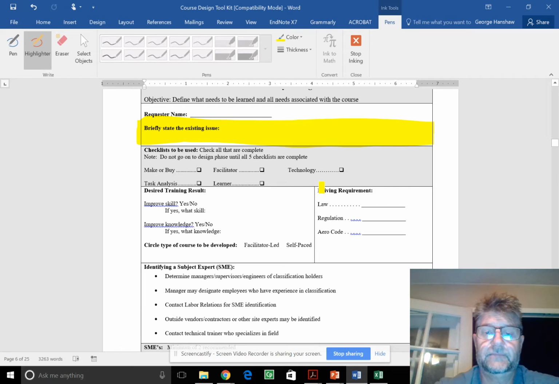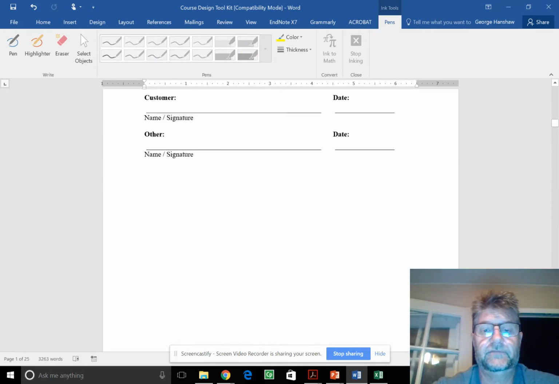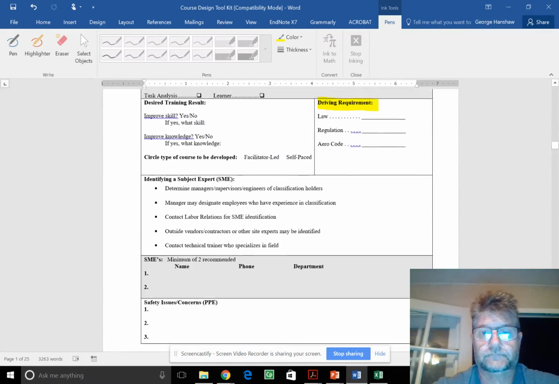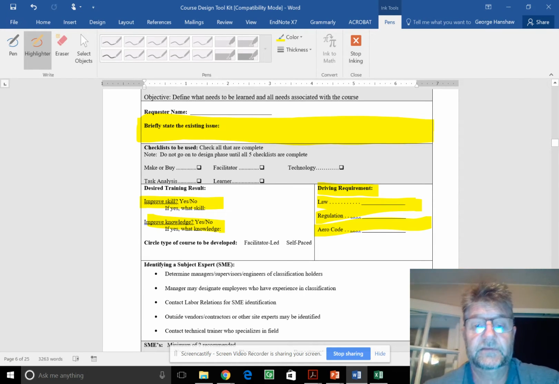And I also like it because we have driving requirements. Whoops. I don't know why that went away from that page. But we also have driving requirements. Is it a law? Is it a regulation? Is it some sort of code? And is it to improve skill or improve knowledge? What is it? And what type of training is it going to be?